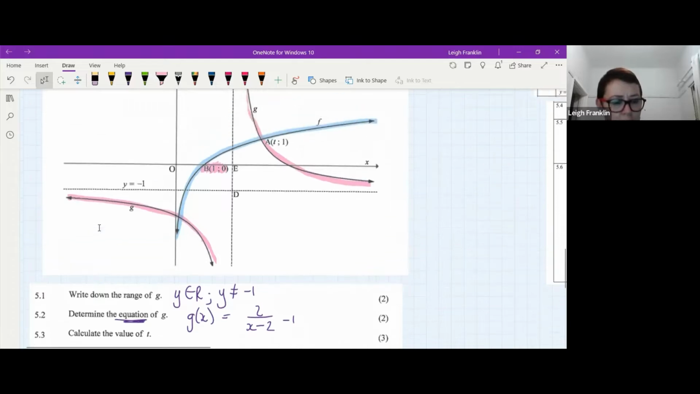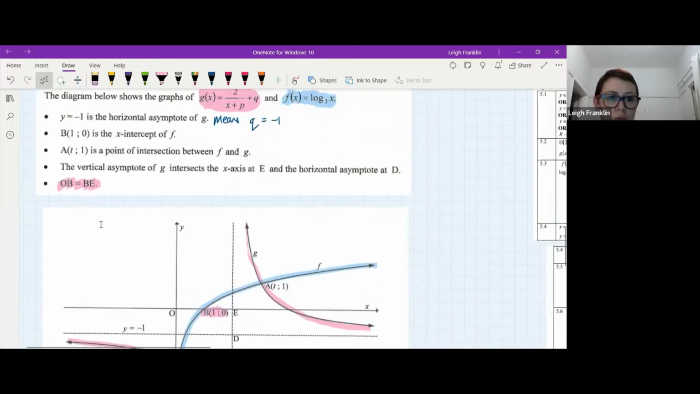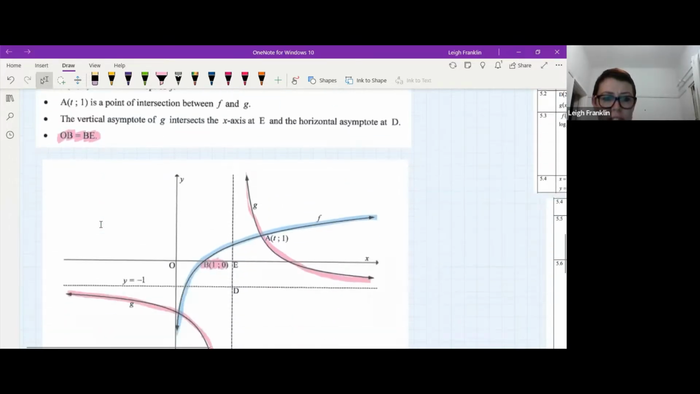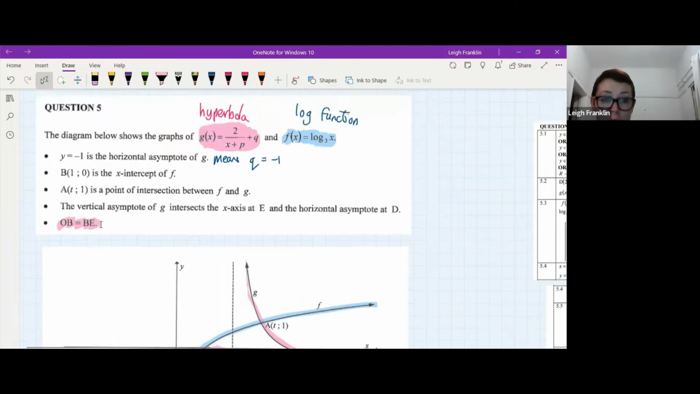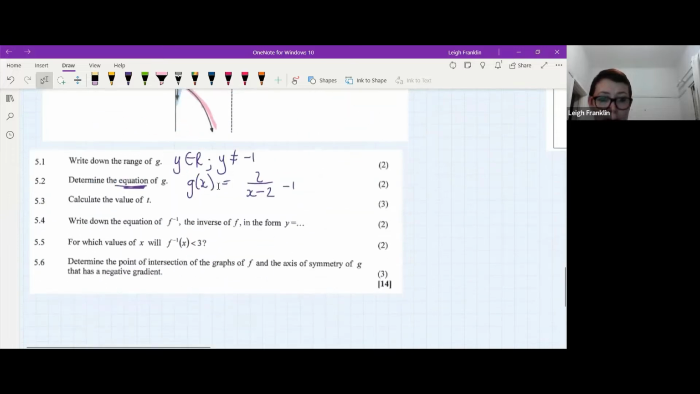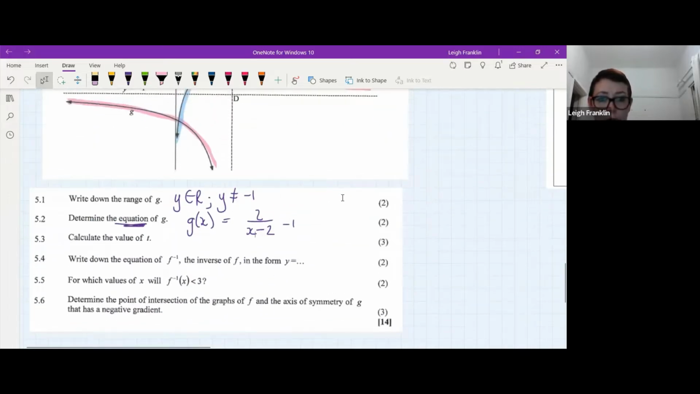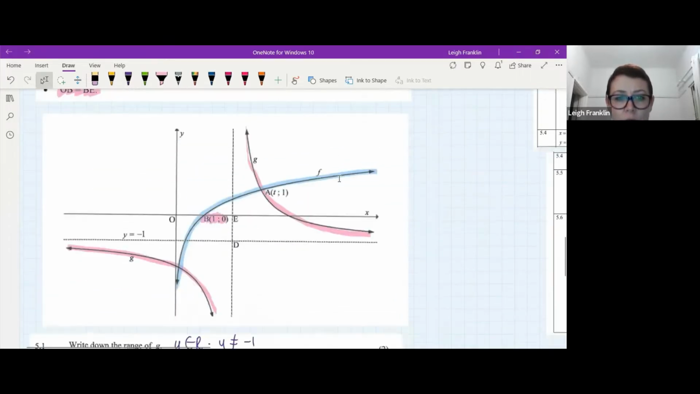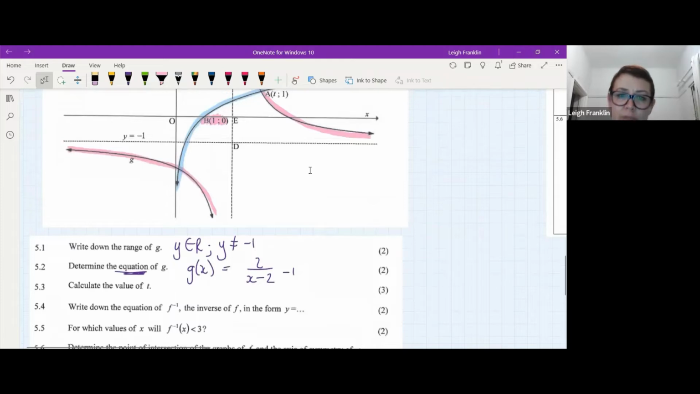Okay, calculate the value of T. So now that we have got that equation, I suppose we could do that. Because T lies on both functions, we could either use the log function to get it, or we could use the hyperbola to get it. It would be completely up to you how you would want to do that. So at T, x is equal to 1. We've seen how we would do that a few times this evening with the log function, so let's just do it with the hyperbola. So we would say that 1 equals 2 over x minus 2, minus 1.